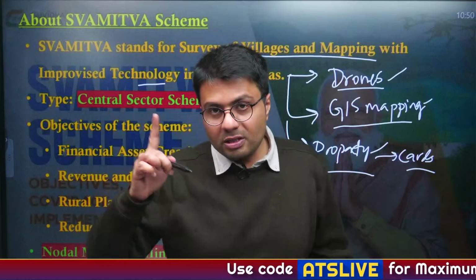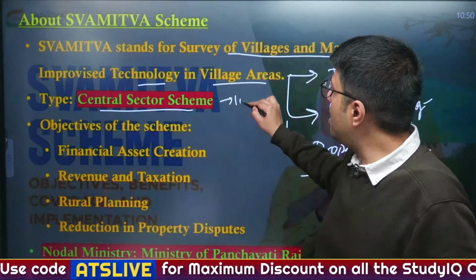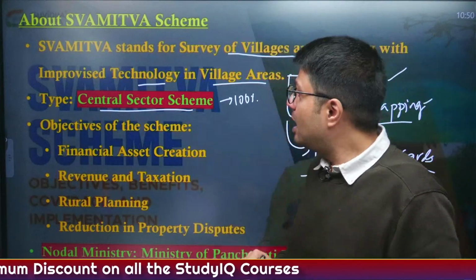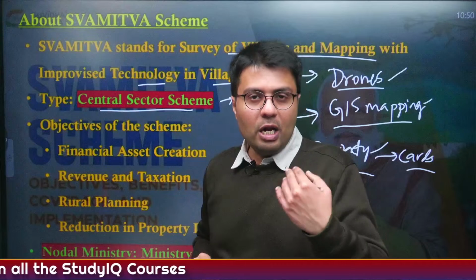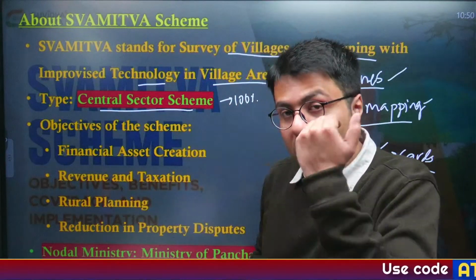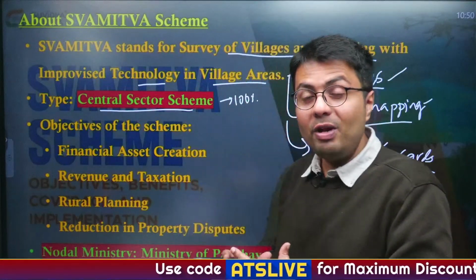Understood? Now this is a scheme which is implemented in the form of a central sector scheme, which means 100% of this scheme is funded by which government? By Government of India. Now the objective of this scheme, first of all, as I've told you, is to distribute property cards to the rightful owners, and using these property cards, the owners of the property will have many benefits.